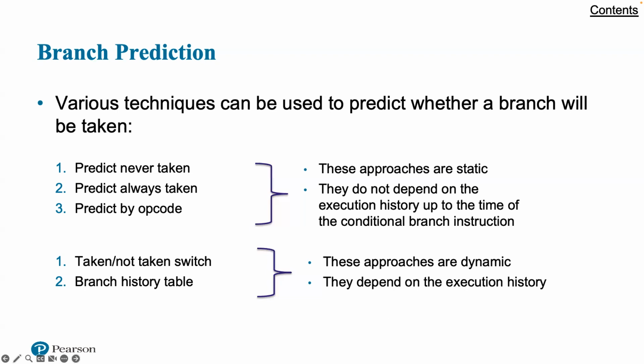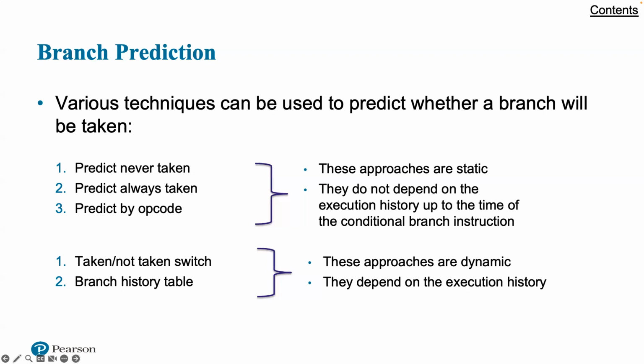The final static approach makes the decision based on the opcode of the branch instruction. The processor assumes that the branch will be taken for certain branch opcodes and not for others. There is a reference in the text that reports success rates of greater than 75% with this strategy.